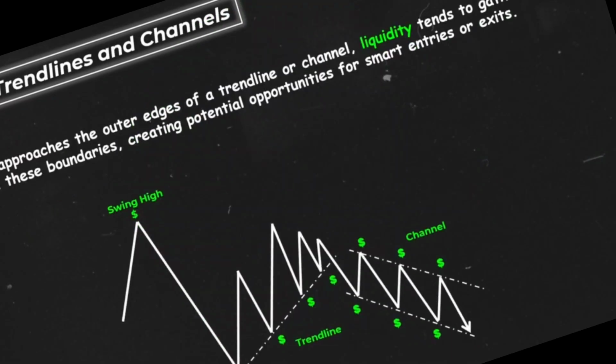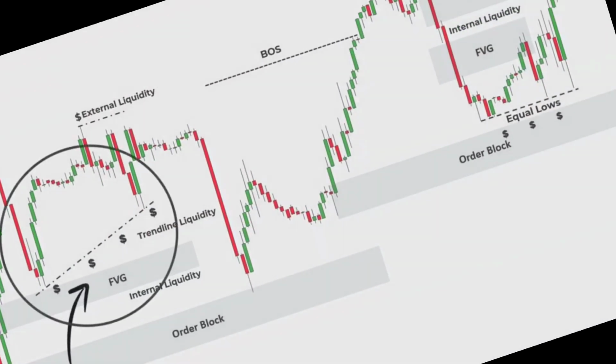Liquidity gathers here as well. When price approaches the outer edges of a trend line or channel, liquidity tends to gather just beyond these boundaries, creating potential opportunities for smart entries or exits.